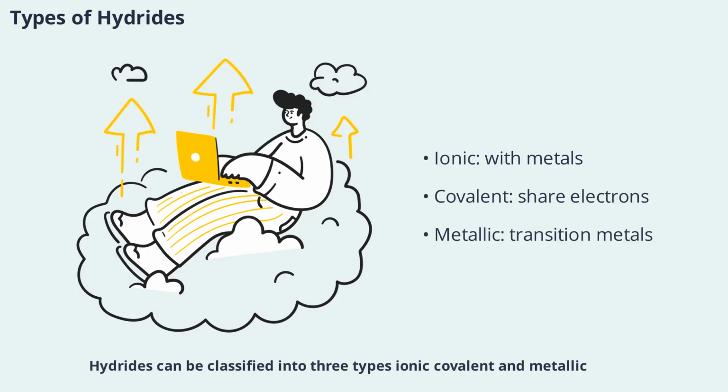Hydrides can be classified into three types: ionic, covalent, and metallic. Ionic hydrides form with metals and have strong ionic bonds. Covalent hydrides, like methane, involve sharing electrons. Metallic hydrides are found in transition metals and have unique electrical properties. Each type has its own uses and characteristics.